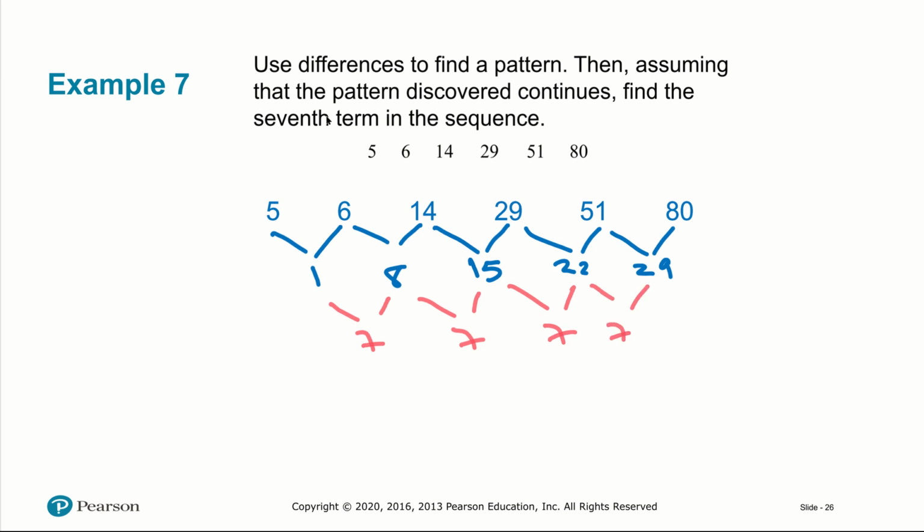So we know that this next difference is going to be 7 more, which is going to be what? 29 plus 7, that's 36. So in order to get the seventh term of the sequence, they're giving us 1, 2, 3, 4, 5, 6 terms. They just want us to find the next one, right? So we just have to add 80 to 36. And that, of course, is 116.